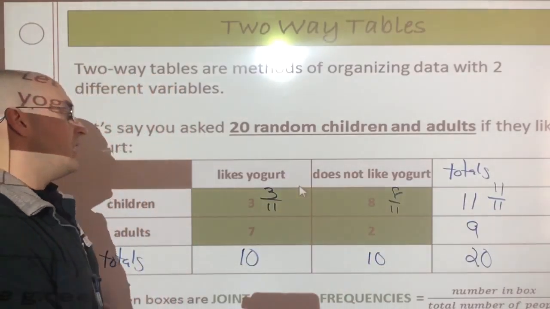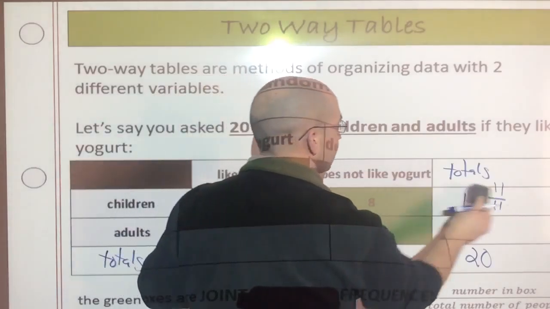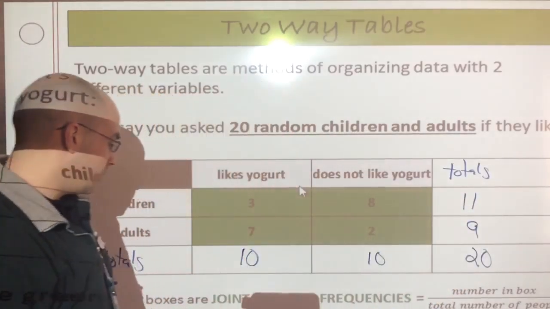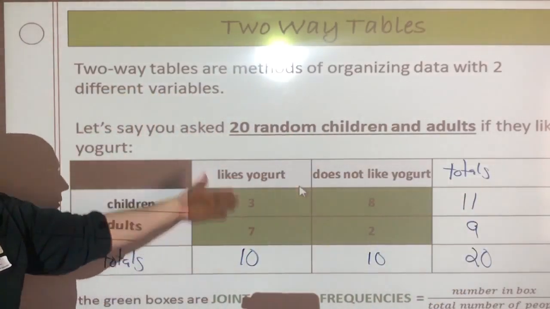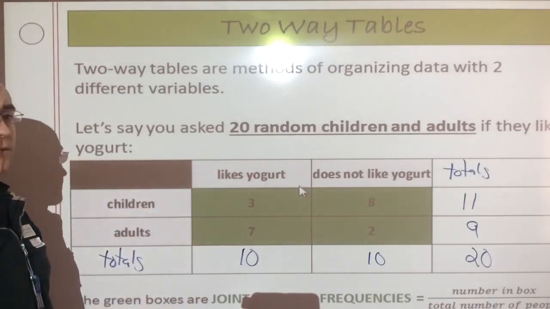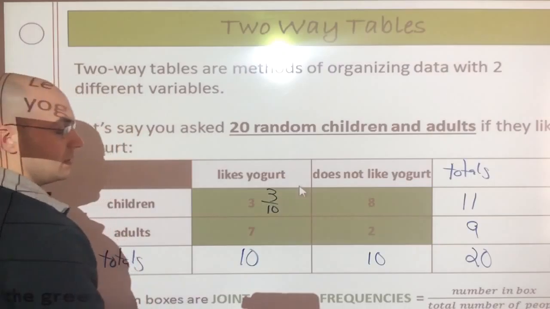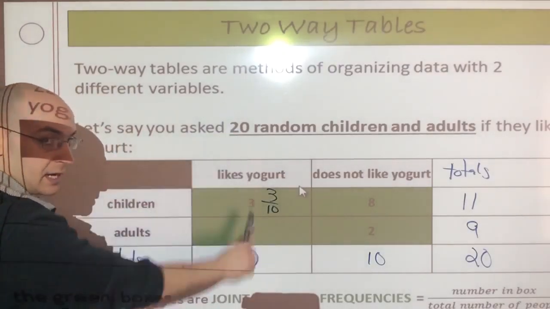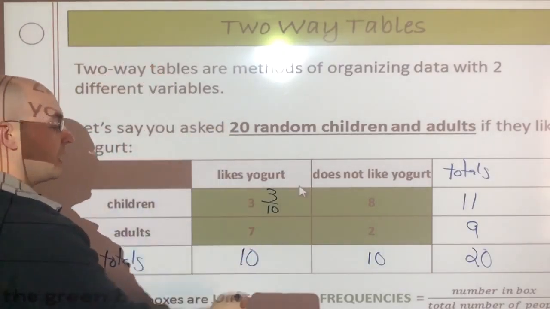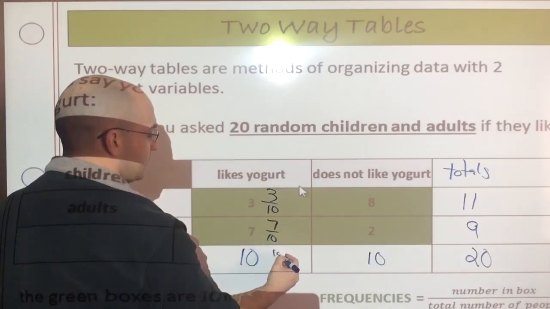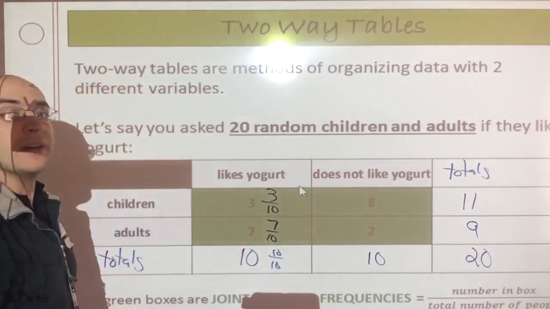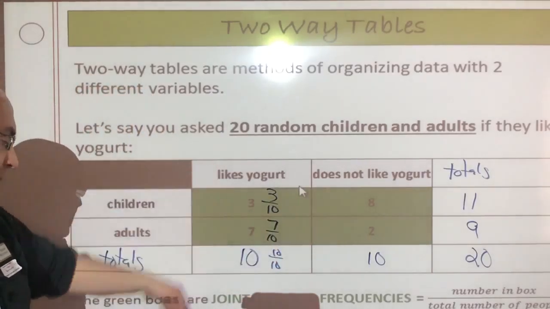Okay? Now, if I said find the relative frequency by column, you would use the cells to work down. 3 divided by 10 is the relative frequency by column, because a column is something that holds something up and down. This would be 7 divided by 10, this would be 10 divided by 10. And then you would do that for the rest of the table. So that would be by column. Okay?